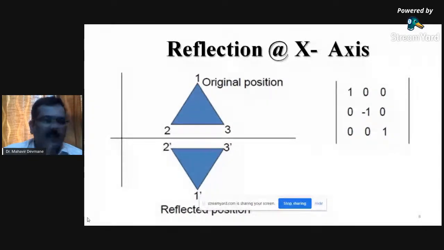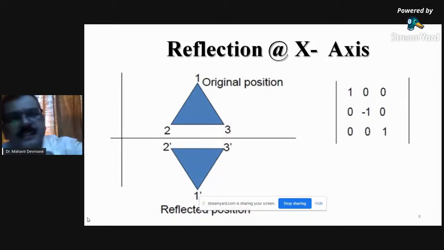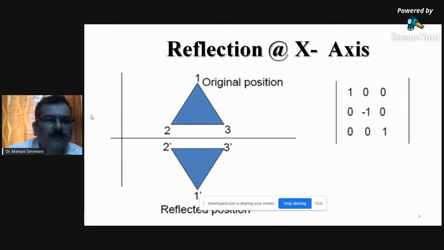See this particular diagram, reflection with reference to the x-axis. This is the original image. The original image vertices are given the names 1, 2, 3. Then at the bottom side, the reflected image is shown with 1 dash, 2 dash, and 3 dash.